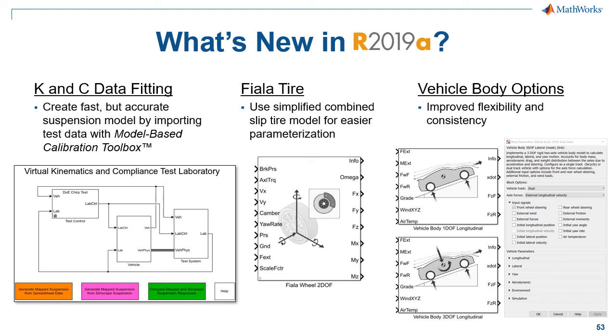Another new block included in the library that was quite frequently requested is a Fiala tire model. This is a simplified tire model when compared to the Magic Formula tire model and is easier to parameterize. We have also improved the body options of the vehicles. This has improved flexibility and consistency.